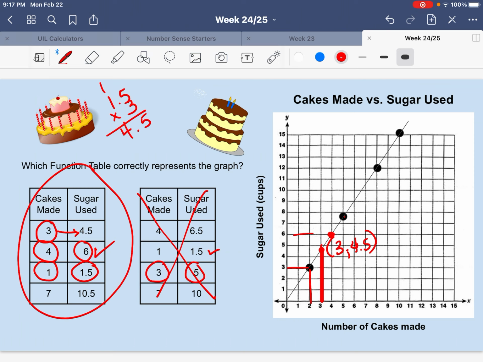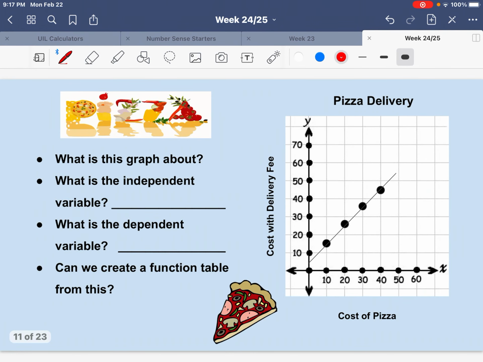Is the point 1, 1.5 on the graph? Yes, it would be right here. Is the point 7, 10.5 on the graph? Yes, it would be right there. So it's on that line. That line is a continuum of amount of cakes versus the sugar used. So if there's something that crosses that line, then it's a point and it would be a part of our table. Okay, moving on.